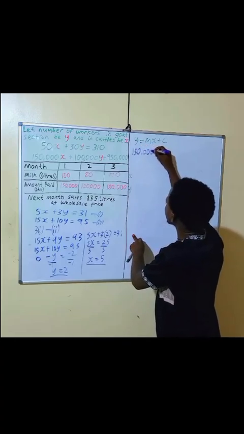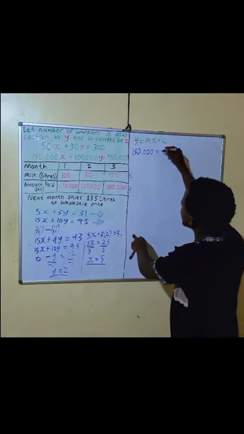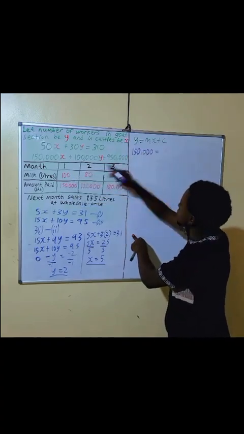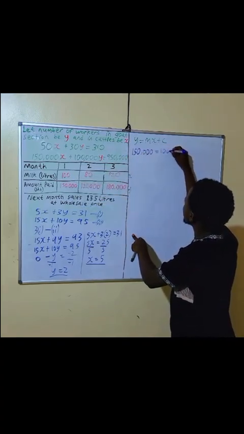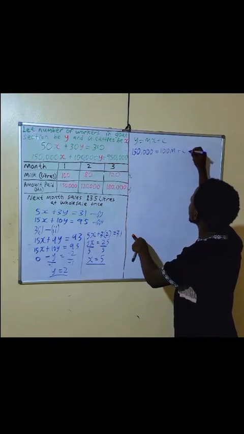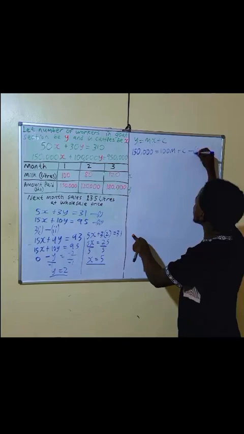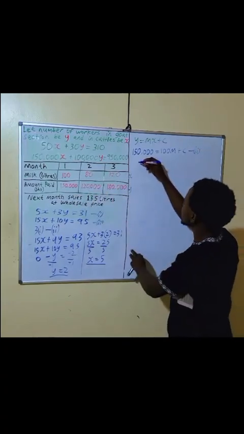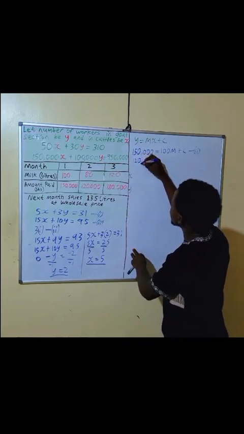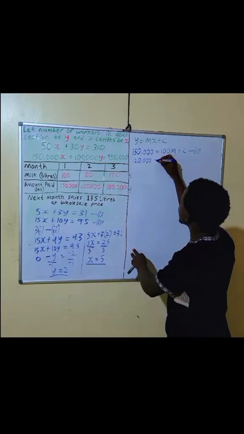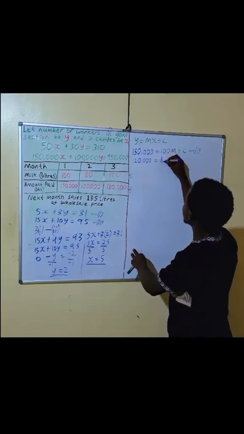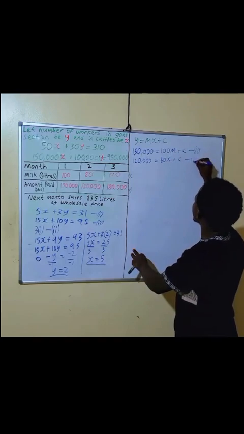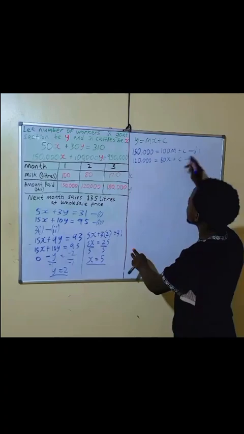150,000 is equal to my m. I don't know m, but x according to 150, x is 100. It is 100m plus c. So this is equation 1. Then equation 2, my y is 120,000. 120,000 is equal to 80m plus c. This is equation 2.